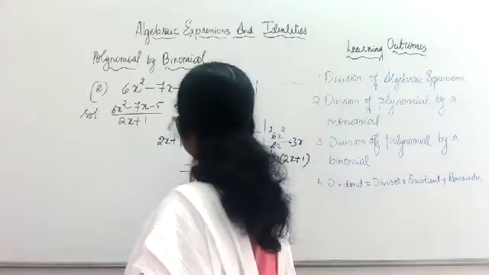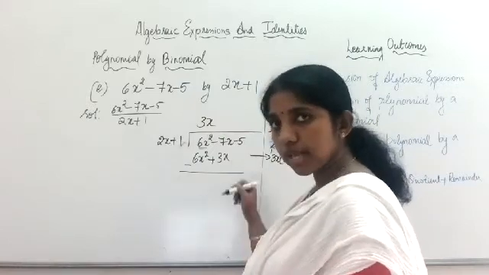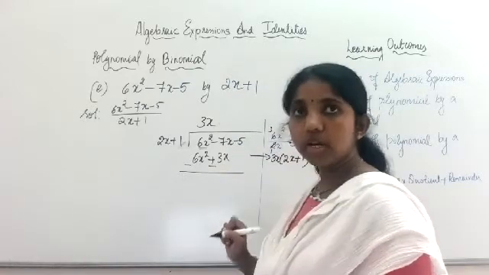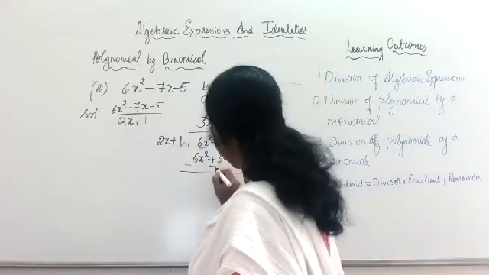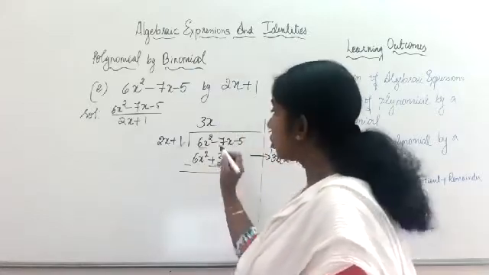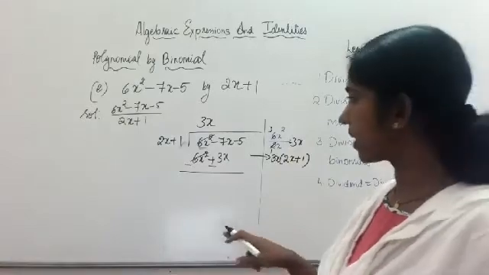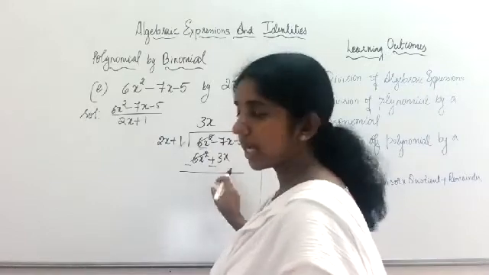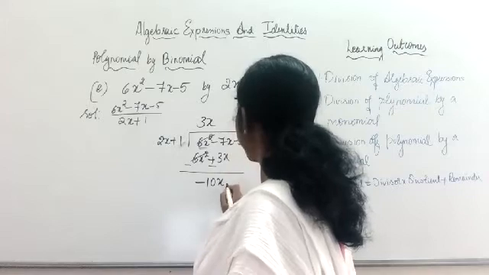This is algebraic subtraction, the same thing we did with algebraic expressions. When you are subtracting, this plus will change to minus. So 6x minus 6x gets cancelled, because one is plus and one is minus after subtracting. Now here also, minus 7x and minus 3x. So what do you have? Minus 10x, and then you bring this 5 down.